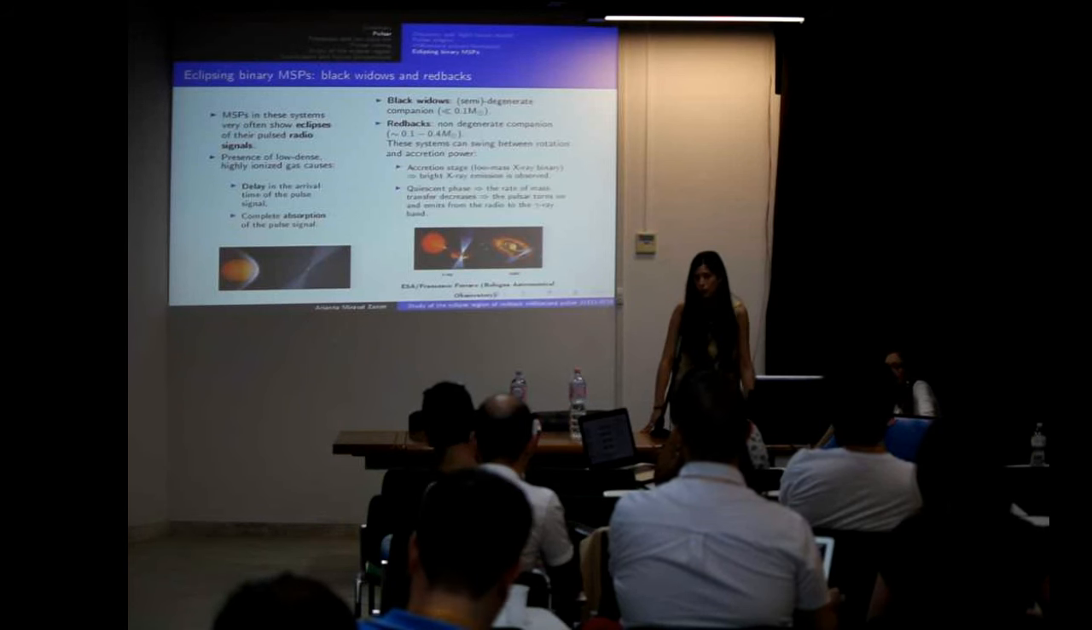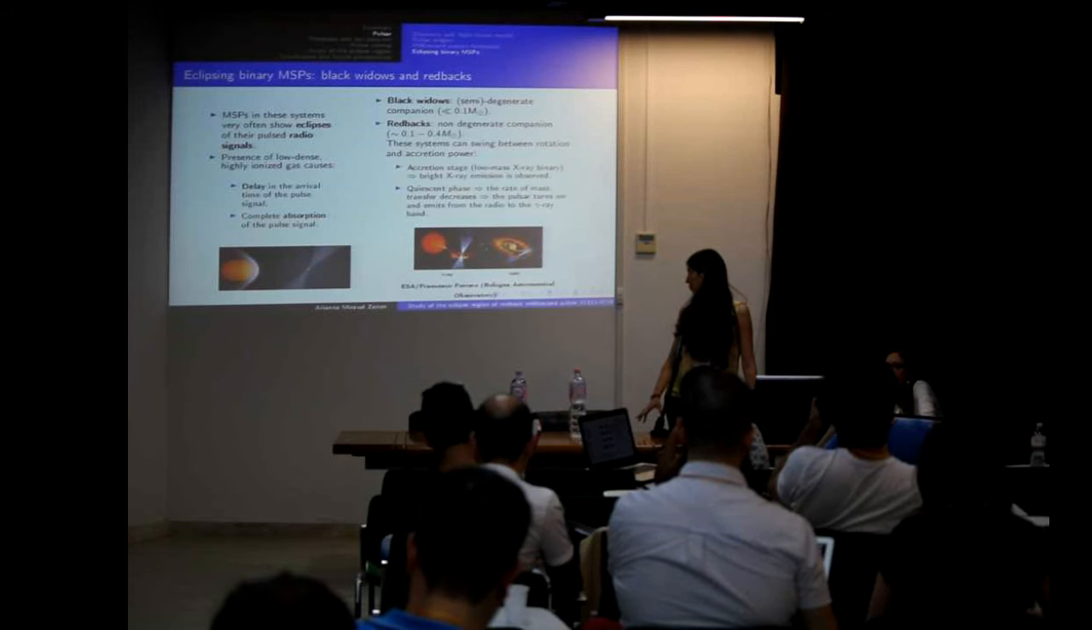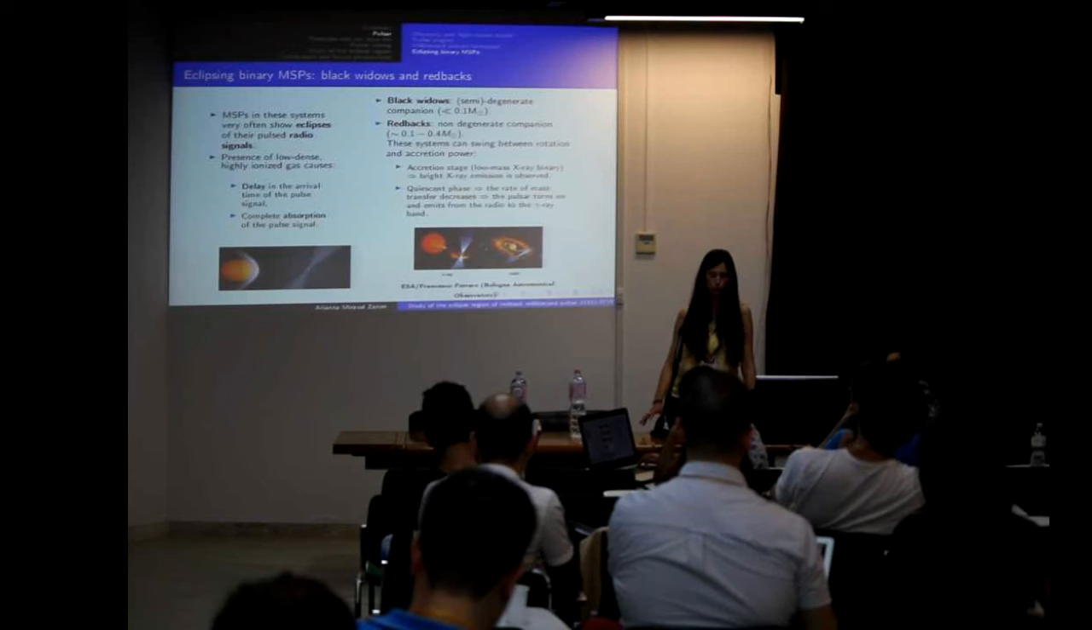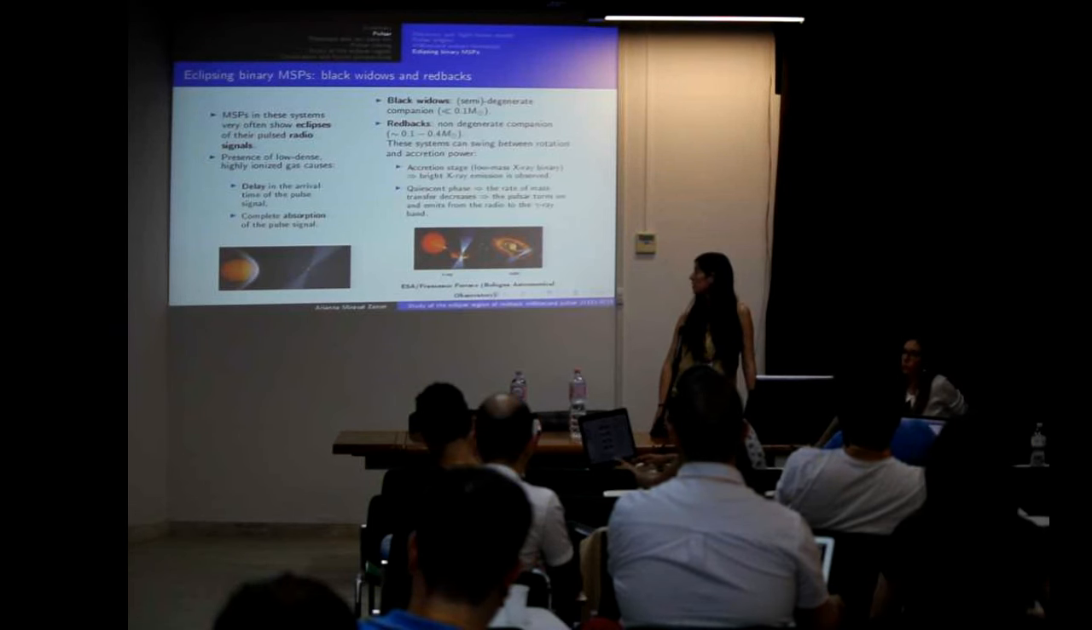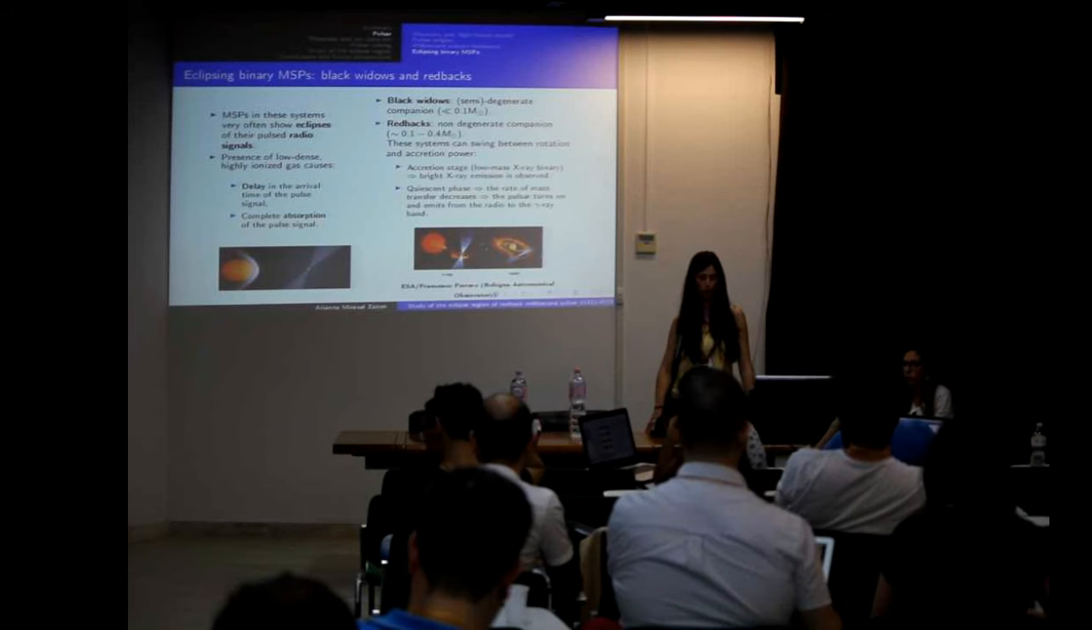Recent observations of these systems confirmed that they can swing between two different phases: an accretion stage, in which the companion transfers material to the neutron star, and so the systems are bright in X-ray, and the other phase is a rotational or quiescent phase, in which the rate of mass transfer decreases and the pulsar turns on and emits from the radio to the gamma-ray band.